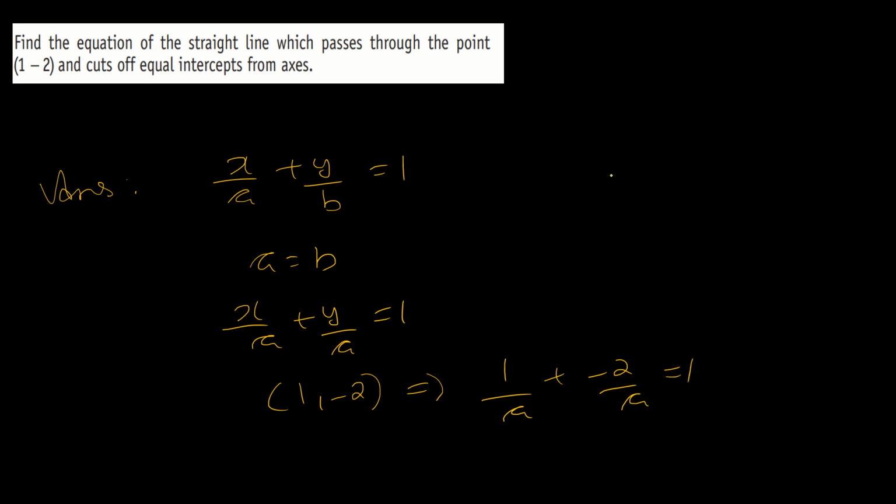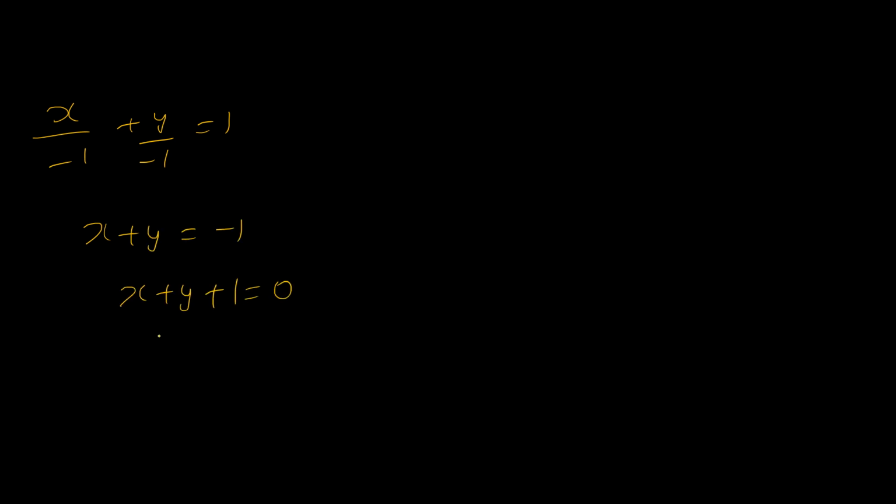1/a + (-2)/a = 1. By solving this equation, we will get the value of a. With the help of a, we will get b since a and b are equal. After substitution, we will get the value of a as -1. So the equation of the line will be x/(-1) + y/(-1) = 1, x + y = -1, x + y + 1 = 0. This is the answer of the first question. Let's go to the next question.